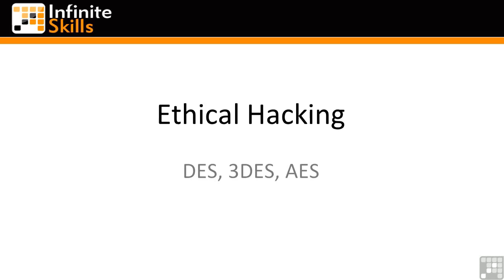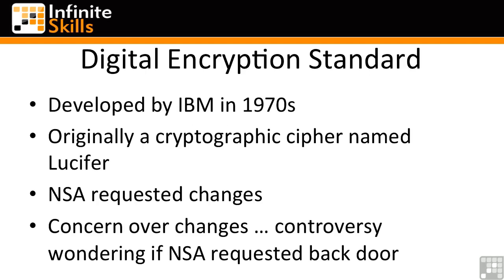In this lesson, we're going to be talking about different types of cryptographic ciphers, and primarily we're going to be talking about DES, triple DES, and AES. DES is the Data Encryption Standard. It was developed by IBM in the 1970s.